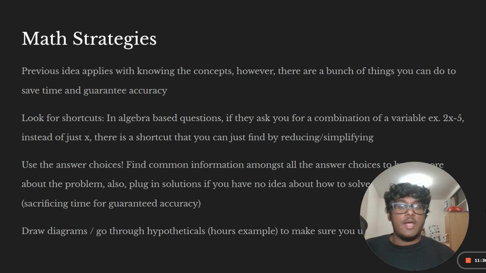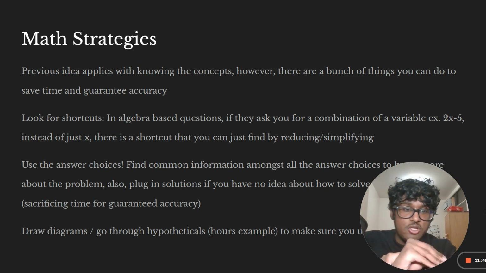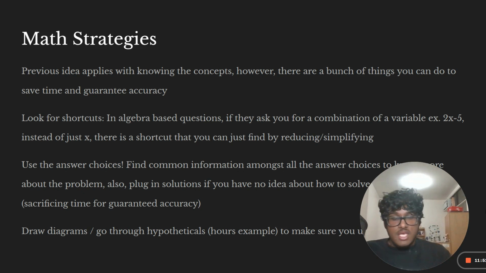That's guaranteed, right? But for plug-and-chug problems, you're going to have problems where it might actually be more difficult to solve than to just take the answer choices, plug them in, and see if they actually work and get the right answer. Essentially what that's doing is sacrificing a little bit of time for guaranteed accuracy. So do that if you want to guarantee that you get the problem right, but know that you're sacrificing a little bit of time by not knowing how to solve it quickly.